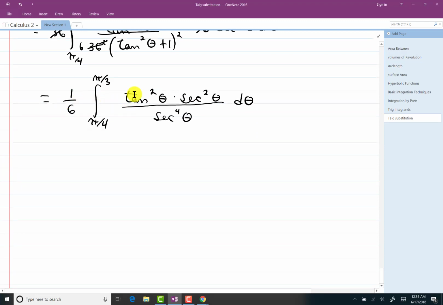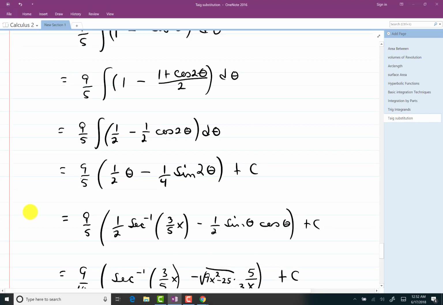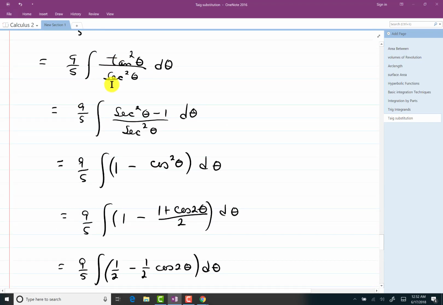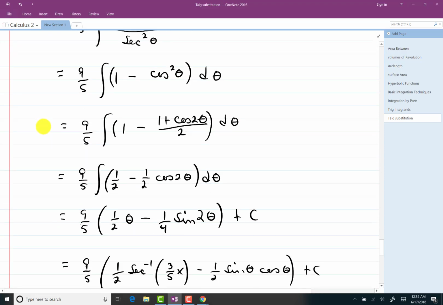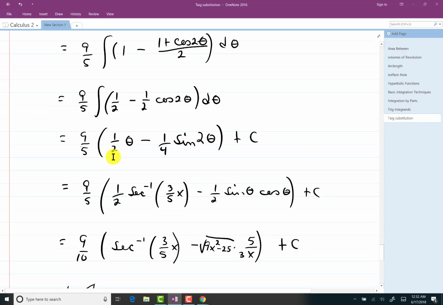Well, it seems clear to me that we can cancel out a secant squared. I'll write it again just so no one gets confused. Tangent squared theta over secant squared theta d theta. Well, this is nice. We just happened to have done a problem that ended up like that. So let me pop back to there and see what we did. There it is right there. Tangent squared over secant squared. They did that. I just want to get to what we used for the answer. Here was the answer right here. Let me grab that thing.